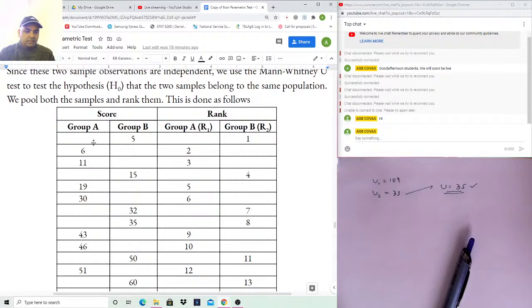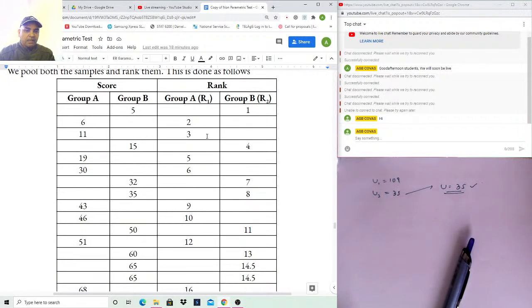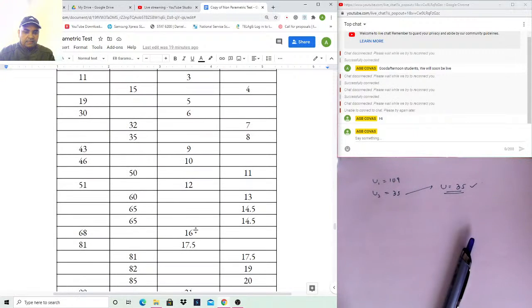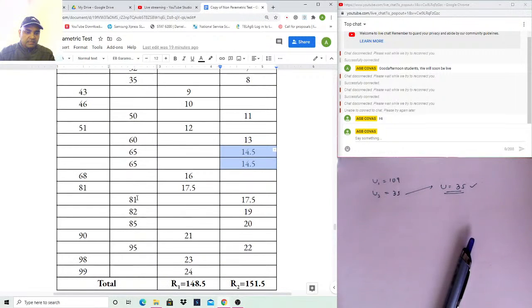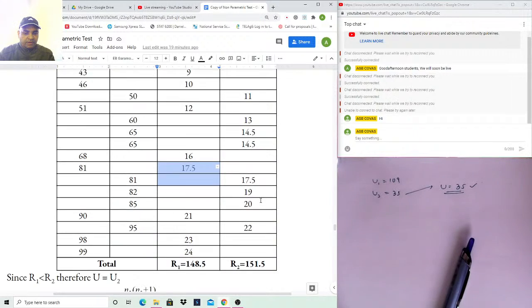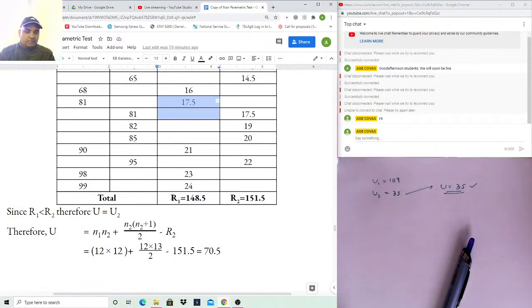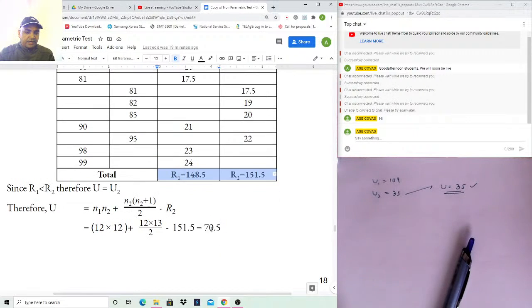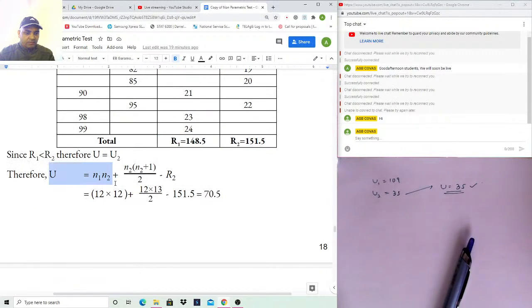Here again, the same way, we will arrange these values and then give the ranks. For example, here is a tie at the 14 and 15 values, so we will give 14.5 to both. And here is a tie at 17 and 18, so we will give 17.5 to both. So these values will be calculated, and finally this U will be calculated.